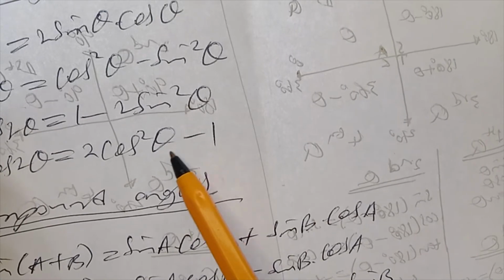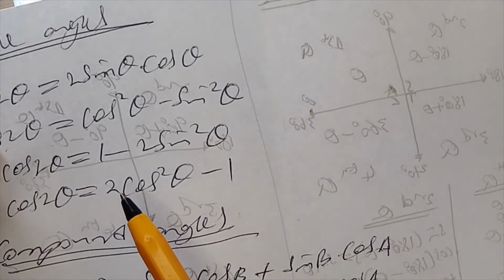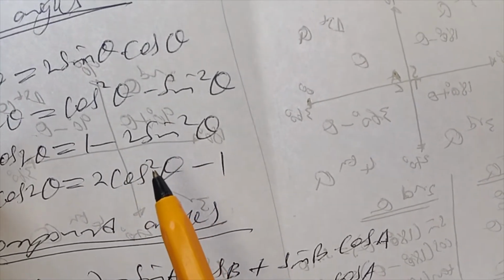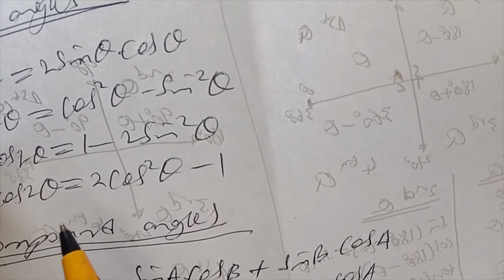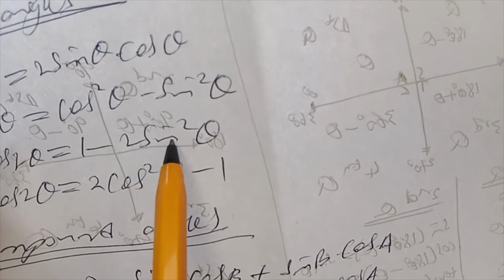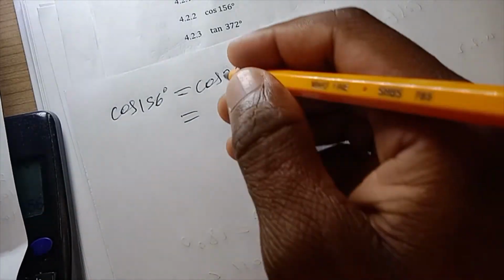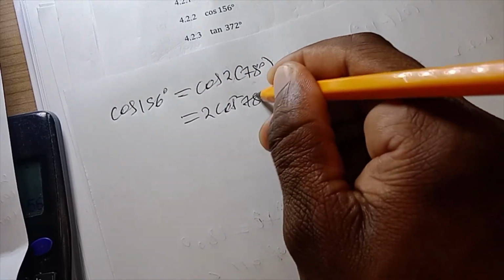In this case I'm going to choose this one of a cosine, but I can also choose this one. It doesn't matter in this case. Let me just choose one. I don't have a specific reason why I'm choosing this one. Even this one will still apply, even that one. Let me just take this one, say 2 cos squared 78 degrees.